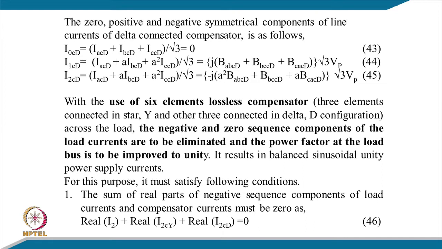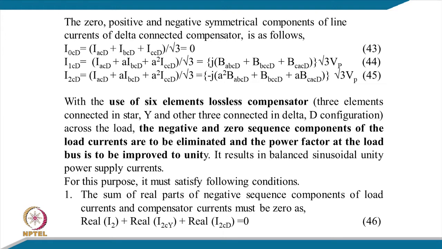And then the positive sequence current I1CD is equal to (IACD + a IBCD + a square ICCD) divided by root 3, and it can be written in terms of the lossless components which are shown in the circuit, j (BABCD + a BBCCD + a square BCACD) into Vp by root 3. And I2CD is equal to (IACD + a square IBCD + a ICCD) divided by root 3, and you can keep the value of this current in terms of the susceptances. So, j can be taken out, and in brackets (BABCD + a square BBCCD + a BCACD) into Vp by root 3.